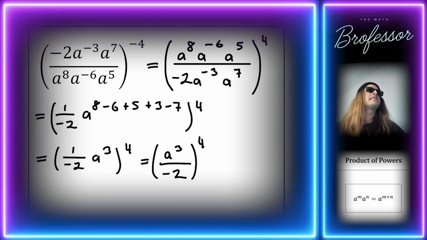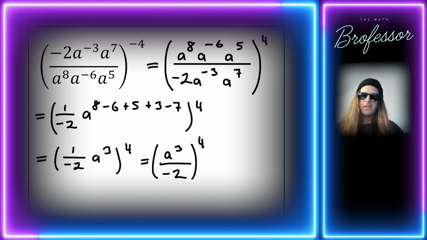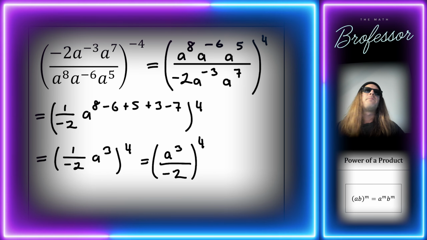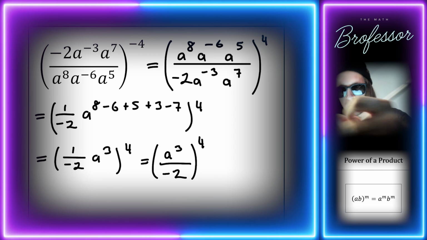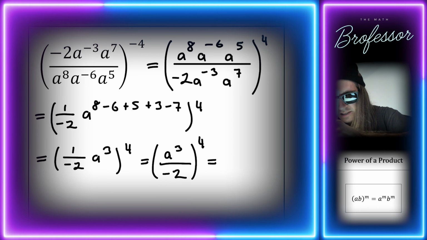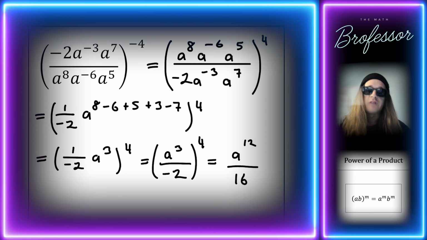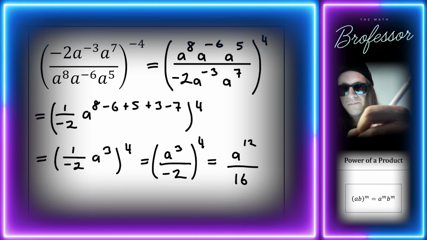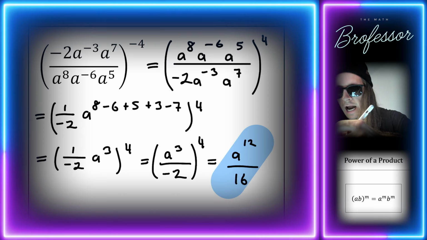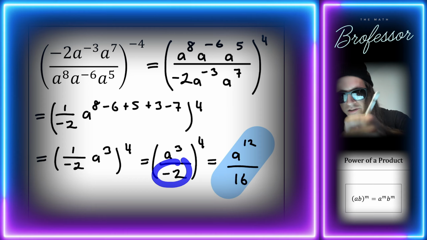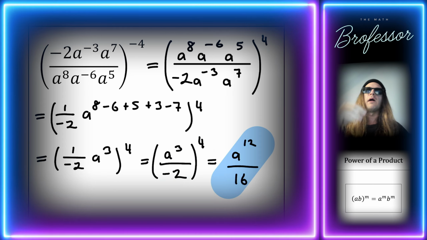And then the last thing we will do is pretty much power of a product, but here it's power of a quotient. Multiply the exponents. 3 times 4 is 12, A to the 12th, over negative 2 to the fourth power is positive 16. Negative 2 times negative 2 times negative 2 times negative 2, that's going to give you a positive 16. It's not negative 2 times 4, right? It's negative 2 to the fourth power. And that's it.